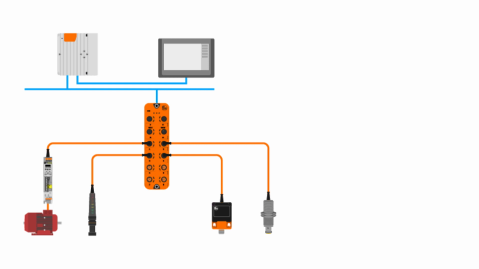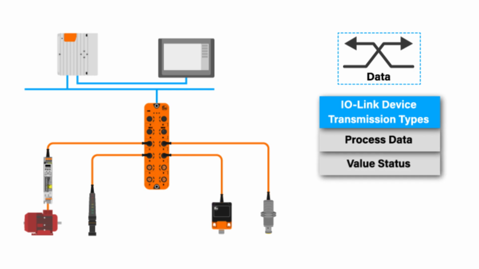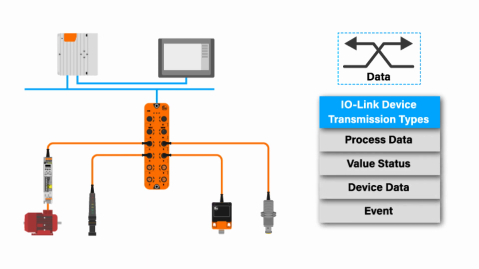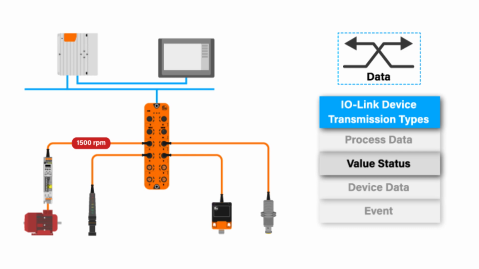An IO-Link device has 4 types of transmission: process data, value status, device data, and events. Process data is considered as the latest state of the sensor or actuator, such as speed. Process data is transmitted cyclically, which is automatically and at a regular defined interval. Up to 32 bytes of process data can be processed, and is defined by the high-level controller. The value status indicates whether the process data is valid or invalid and is transmitted along with the process data cyclically.